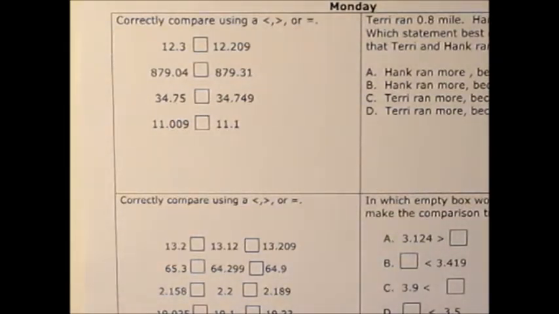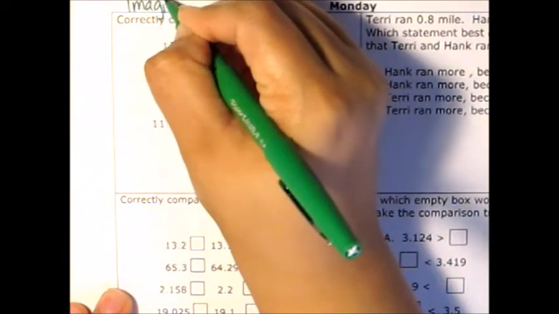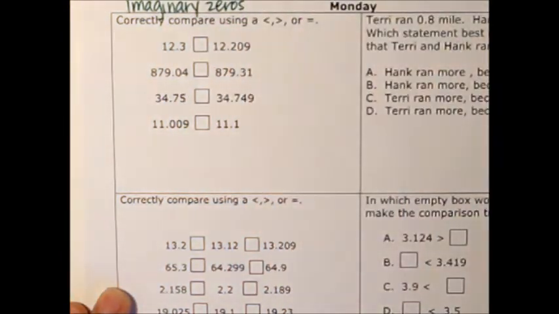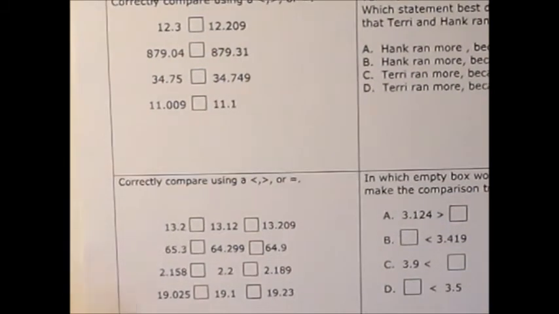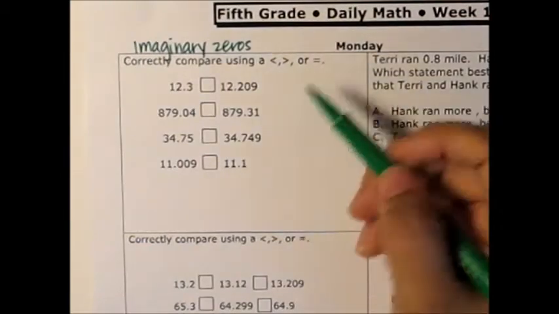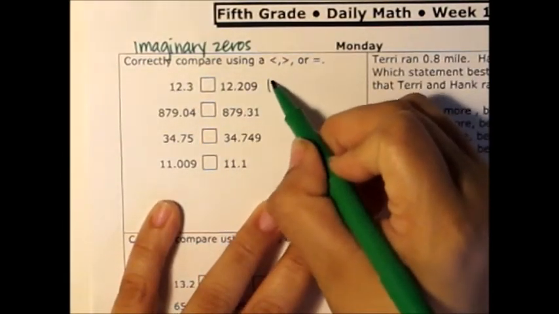So here we go. The first thing you need to do is remember when you're comparing, you have to add your imaginary zeros, okay, in order to match up those place values. Let me get it right. There we go. So let's get started with the first one. I'm going to go ahead and write it to the side.